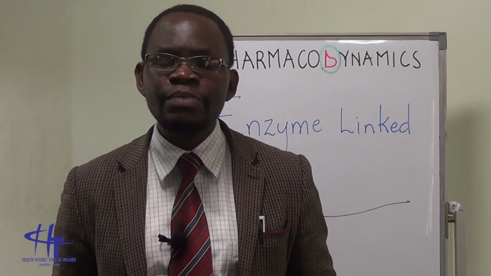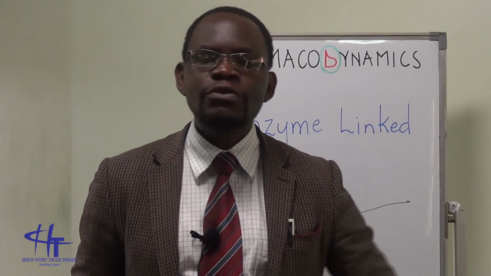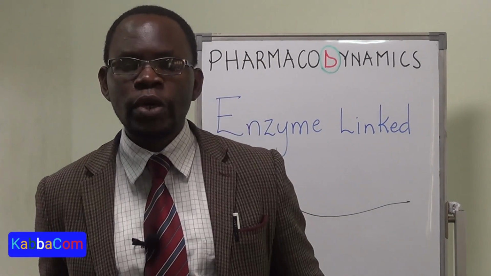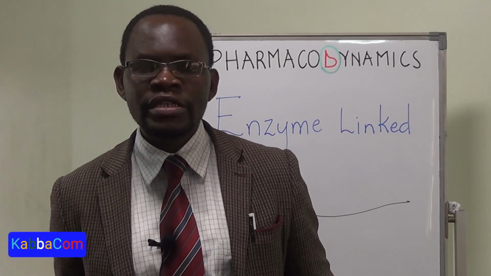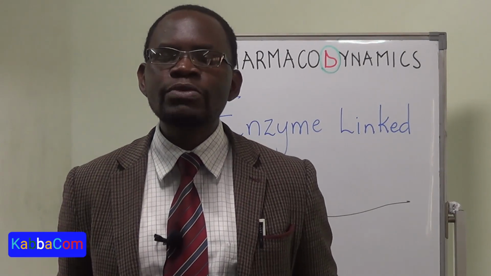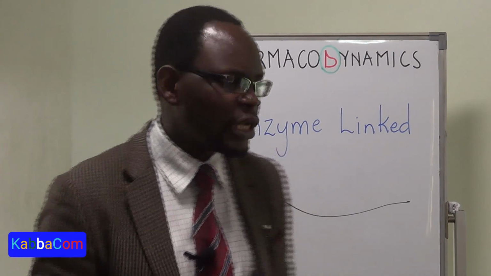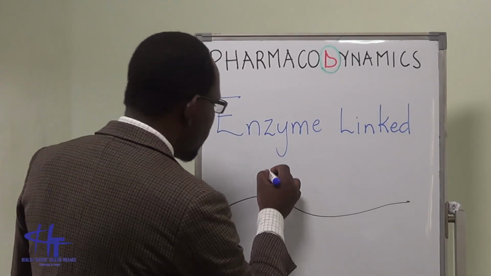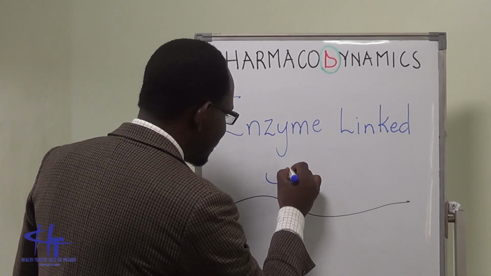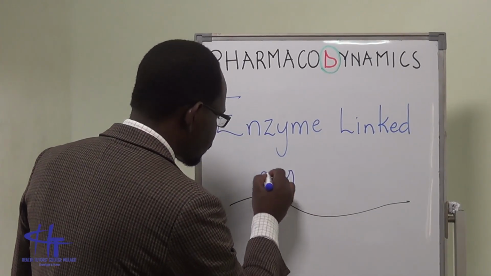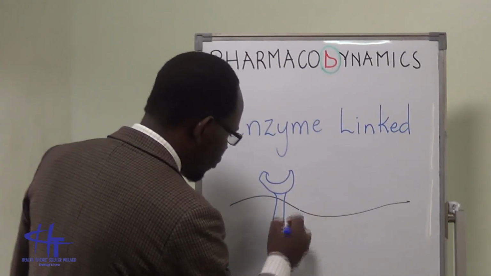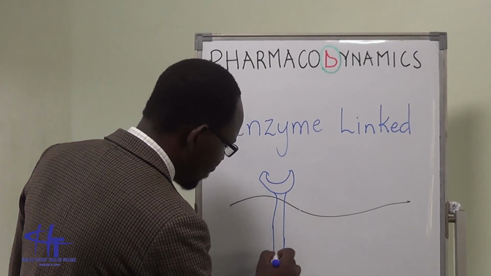If you still remember, we said that a receptor has basically two sides. It has what we call the effector site, which is located within the cell membrane, and then it also has what we refer to as the ligand binding site, which is outside of the cell membrane. So in its simple form, it is something like this.